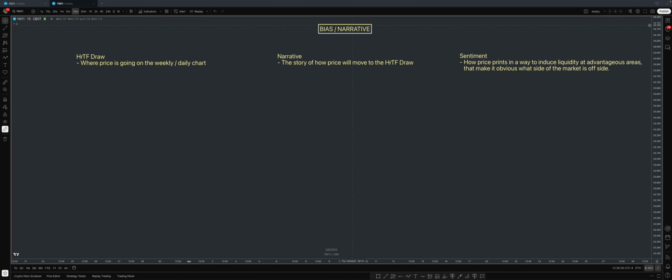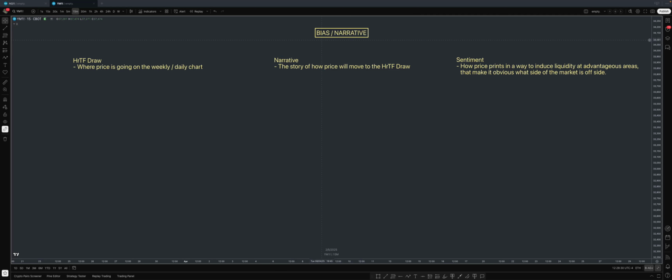So for bias and narrative, there are three parts to it really. The first is the high time frame draw on liquidity. So where price is going on the weekly and daily chart. So that's essentially where you have, let's say, an old high or an old low, and we're expecting price to go up to this level.